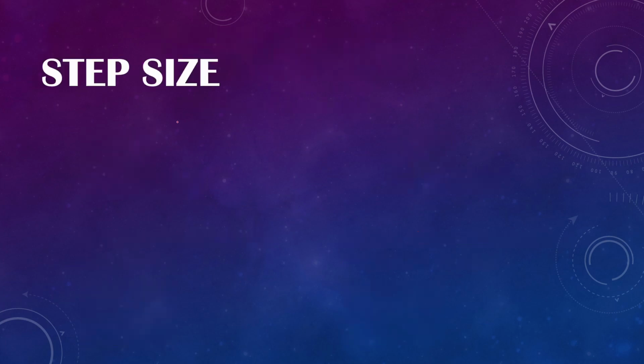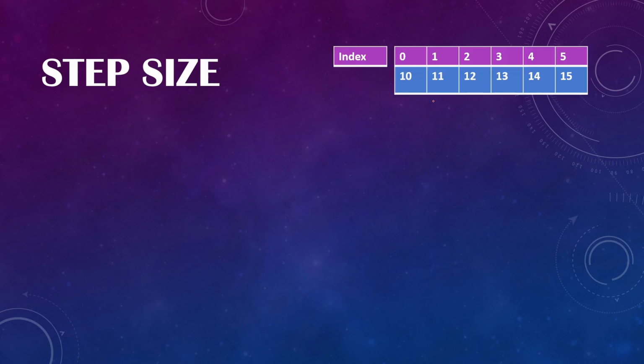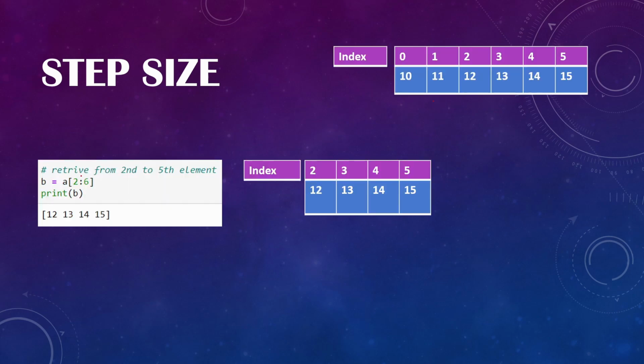Now let us understand the third parameter in slicing, which is the step size. This was our array, and if we consider the previous example, retrieve from the 2nd to the 5th element, we gave the start index as 2 and the end index as 6. Then slicing will start from 12, then it will jump once to the next element, then again to the next element, that is 15.